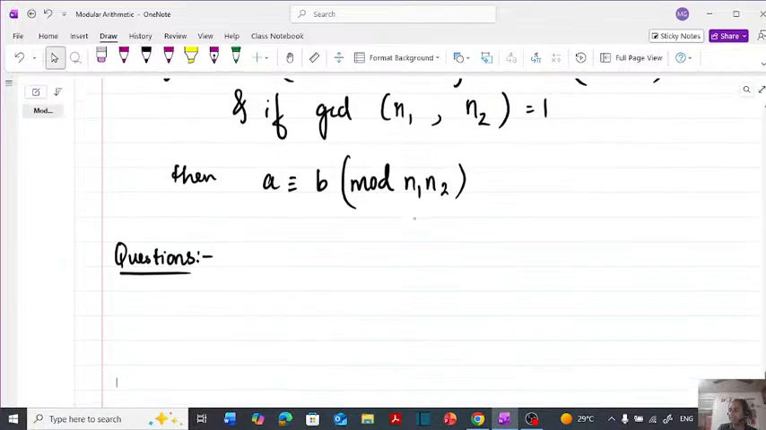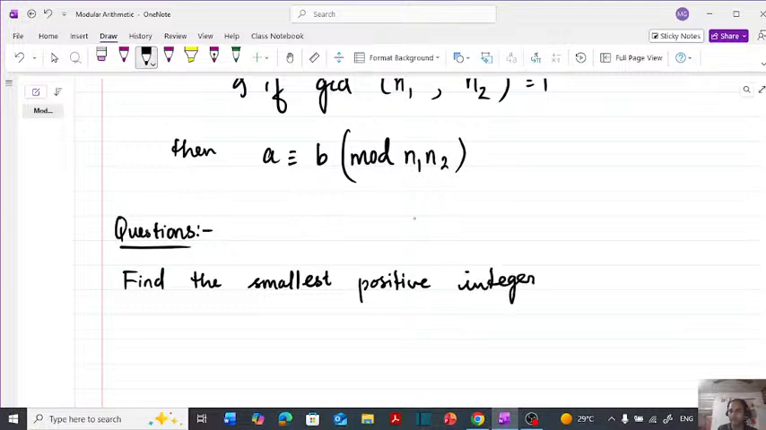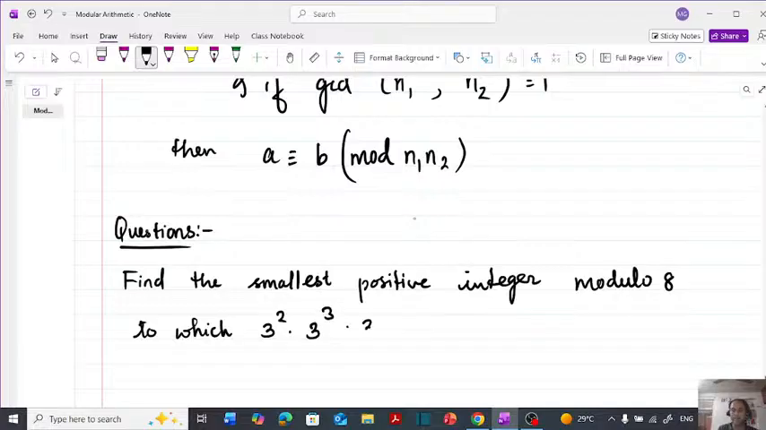So the first and the easiest question is, find the smallest positive integer modulo 8 to which 3 square, 3 cube, 3 raised to 4, 3 raised to 10 is congruent. Congruent. Okay.